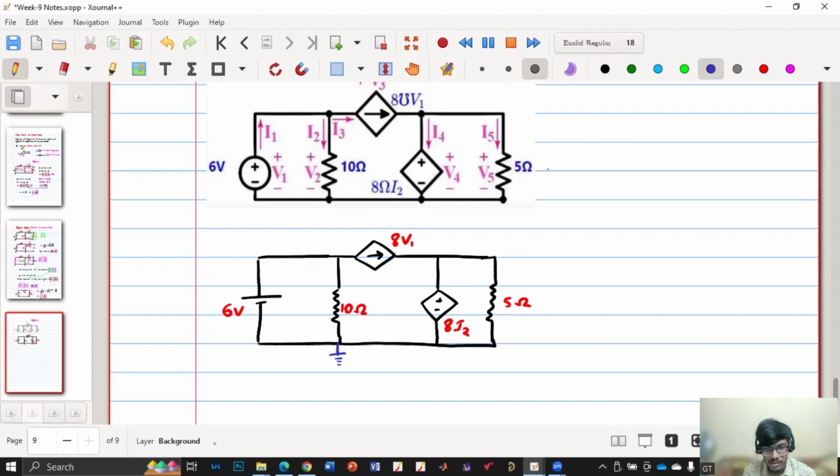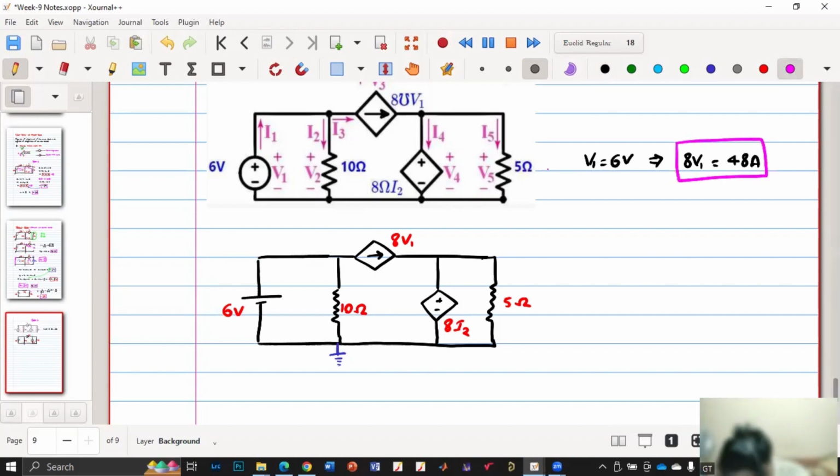What is V1? 6 volts. So we know that V1 is 6 volts. Then what is 8 V1? 48 amperes, right? Yes. Here this is like 8 admittance, so it is like V1 by ohm. To match the units, they have written it that way. There is no other intention.